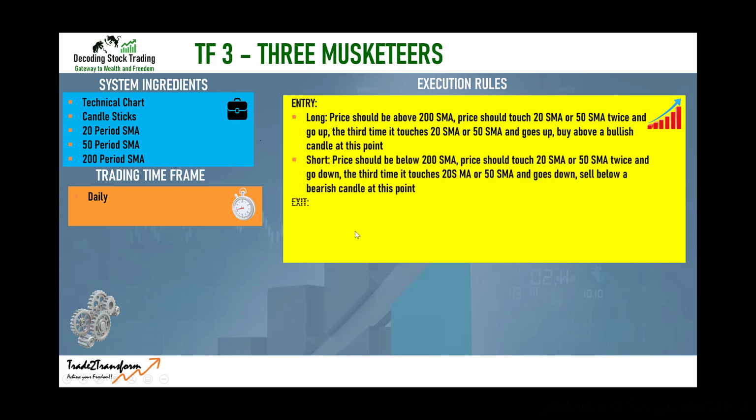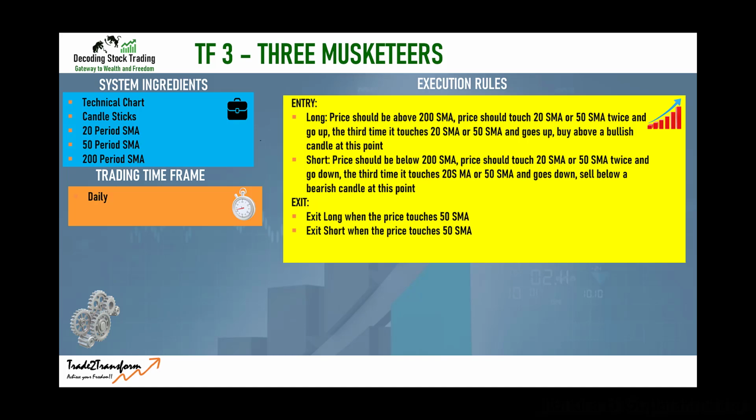Now, what are the exit rules? Exit long when the price once again touches the 50 SMA. If it goes up and comes and touches the 50 SMA, that is your exit. And exit short when the price touches the 50 SMA from the bottom. If it goes below and comes back up and touches the 50 SMA, you exit. So the 50 SMA is the exit point for the system.